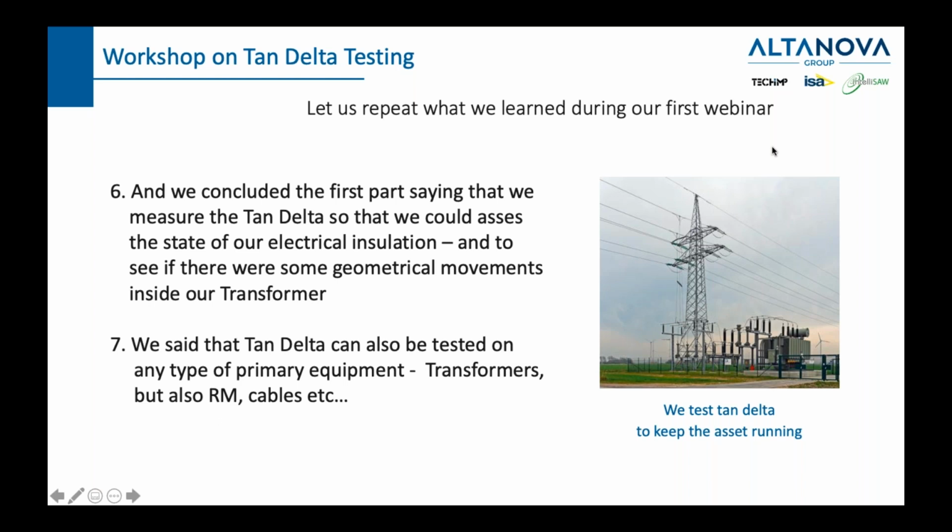Okay. So also let us move on and say that tan delta can be tested not only on transformers, which is power transformers, but also measurement and protection transformers. Tan delta can surely be tested on rotative machines like generators and motors. And it can also be tested on cables, medium voltage, high voltage cables, and it can also be tested on things like surge arresters, etc., etc.